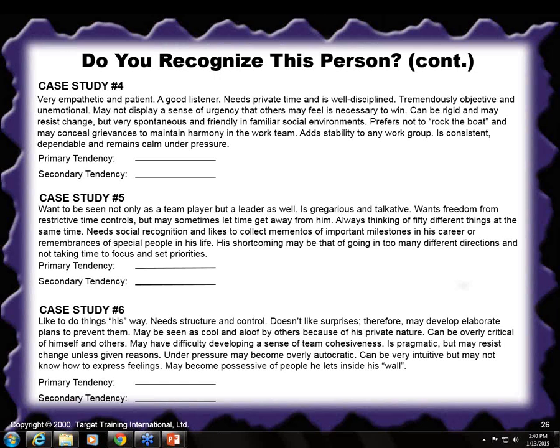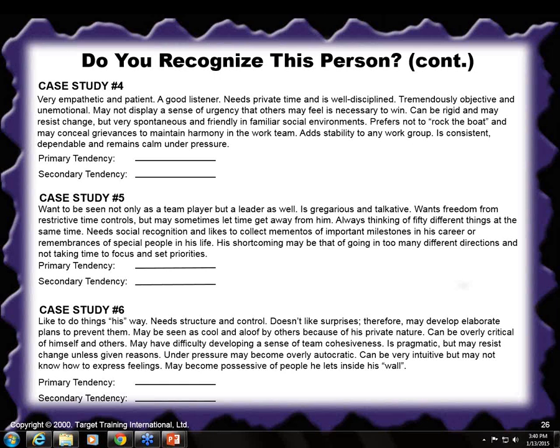Case study number 6: likes to do things his way, needs structure and control, doesn't like surprises. That would be an S or a C sometimes, okay? But we will see where it goes. Therefore, may develop elaborate plans to prevent them. Planning is a C, compliance.